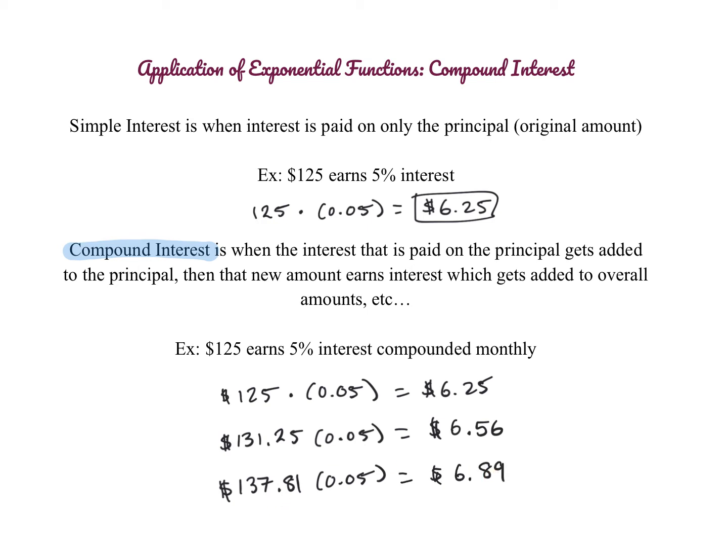So you can see when you have compound interest, you're not just earning interest on the principal, but you're earning interest on your interest. So your money grows faster.